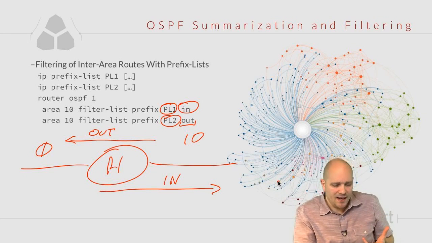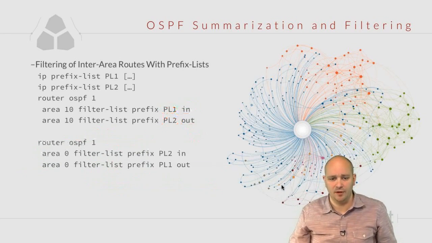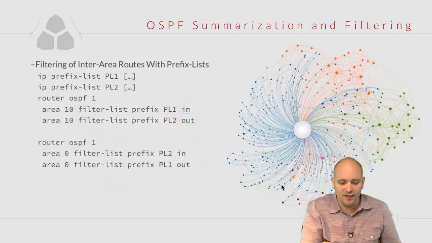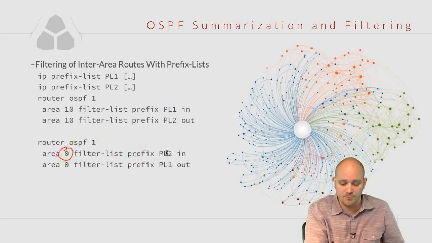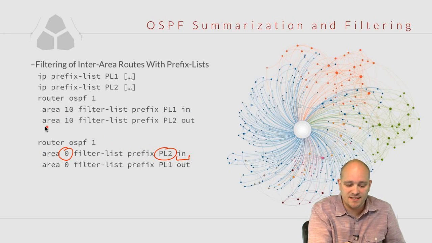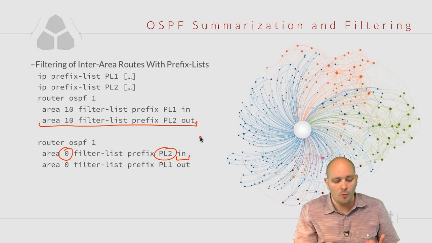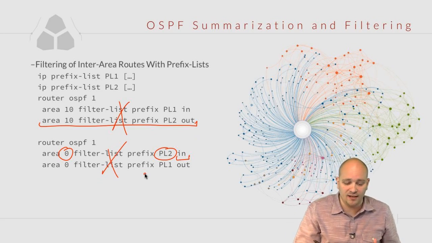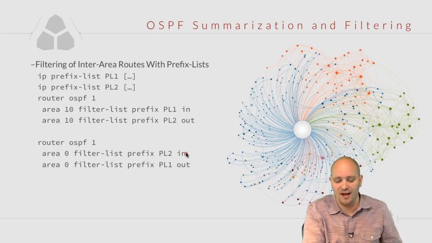Now, with this in mind, there is an equivalent setup of this that looks a little bit different. And here it is. Now take a look at this logic here. Here I'm saying area 0 filter-list prefix PL2 in, which is basically the same thing that I have done here, given that only areas 0 and 10 exist on this ABR. If there are other areas, then these two are not equivalent.